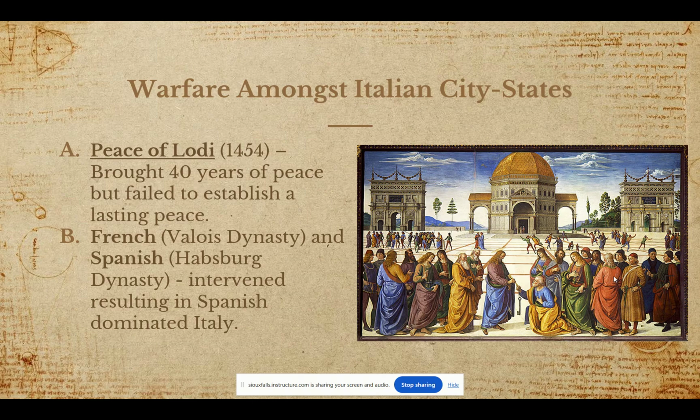So, in general, class, Italy is fragmented. It is not politically united, nor are many of these states at the time. But at this point, they were being dominated by France and Spain.